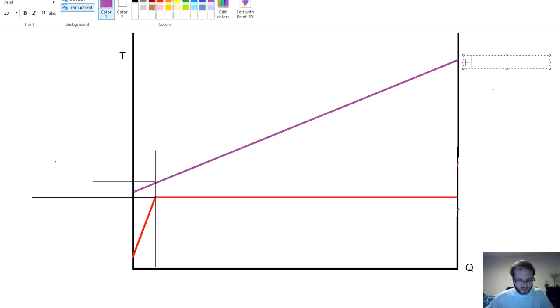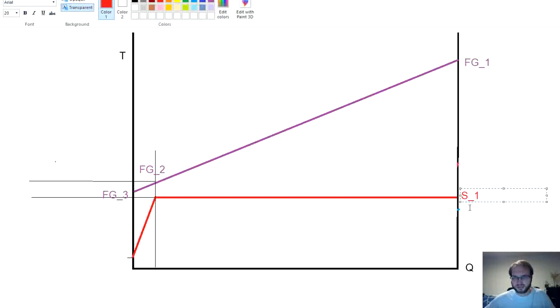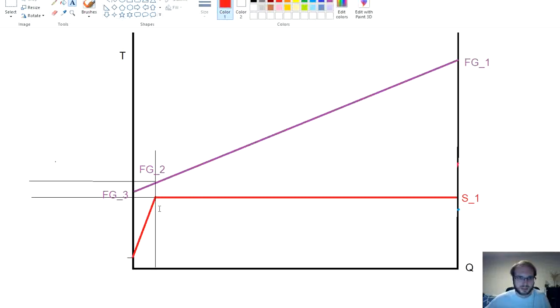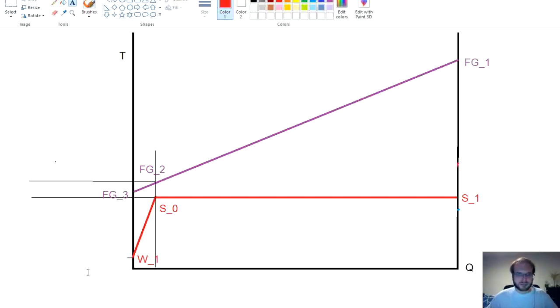So here we had the point Fg1. This will be Fg2, and outlet will be Fg3. While with the steam we already had the S1, that is outlet of the boiler that we had before. Then let's call this point S0, and this point is inlet water W1.